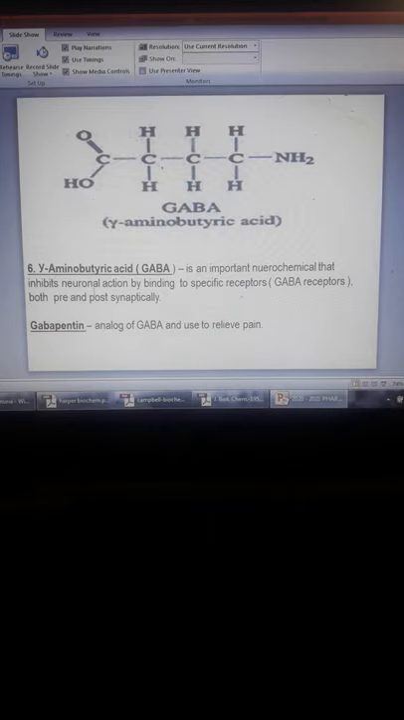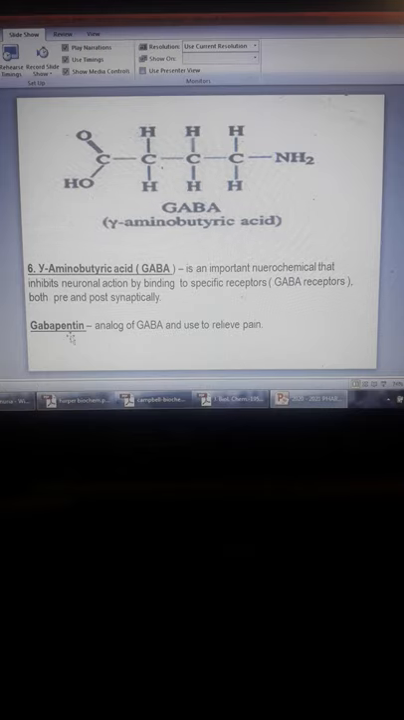Next, we have gamma aminobutyric acid, known as GABA. Okay. It is an important neurochemical that inhibits neuronal function by binding to specific receptors, or GABA receptors, both in the pre and postsynaptic cleft. Okay. If you try to remember your anatomy, there is a postsynaptic cleft and the presynaptic cleft. Pre, before, and post. So usually, the neurotransmitter GABA is released from the presynaptic cleft, and it will bind with the GABA receptors. Okay. Usually, this is a recall of your anatomy.